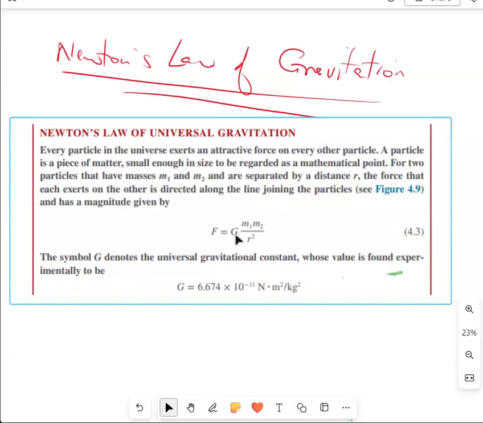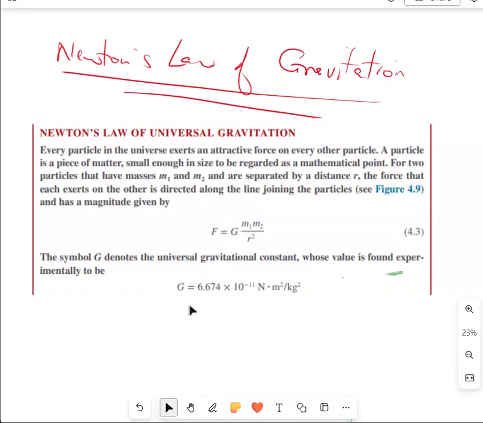And the constant of proportionality that he introduced is what we call the universal gravitational constant. That's what I was asking. I was asking for Born, he being the physics teacher in the class.